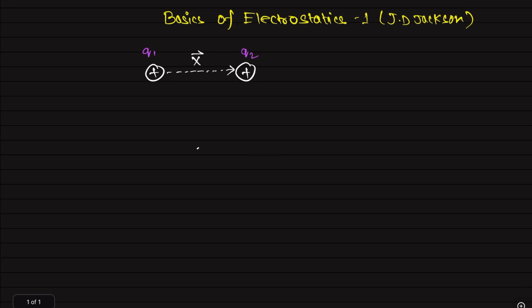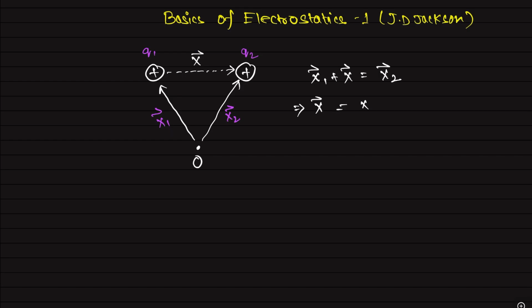And let's say there is our reference point O. From this point, this is one vectorial distance, this is another vectorial distance. Let's call this distance x2, and let's call this distance x1. So we can write that x1 plus x equals x2. Is this true? It's just the basic triangle law. You can work it out. So from this we can write that x equals x1 minus x2. I just boxed it down.